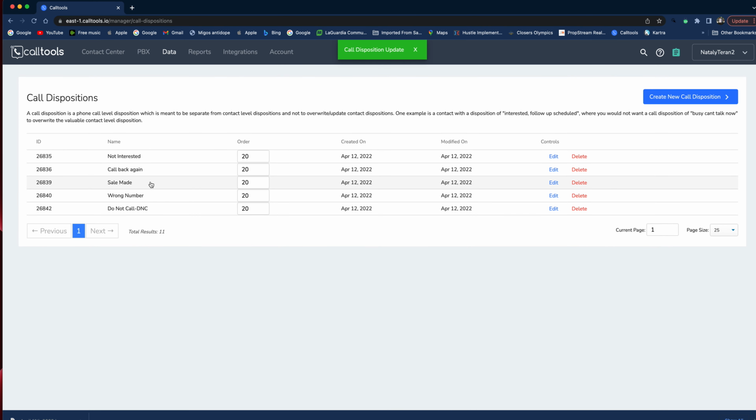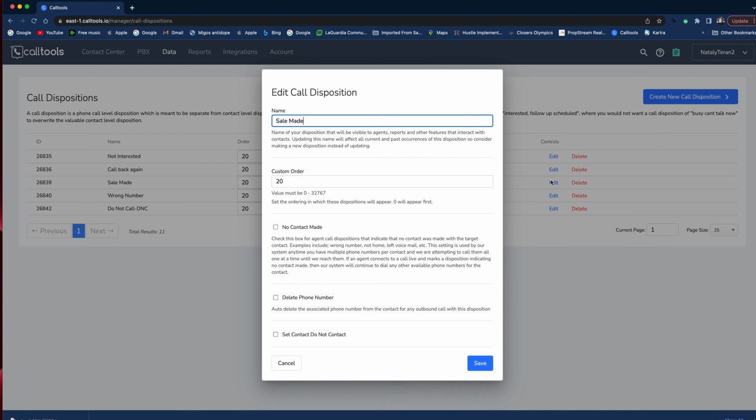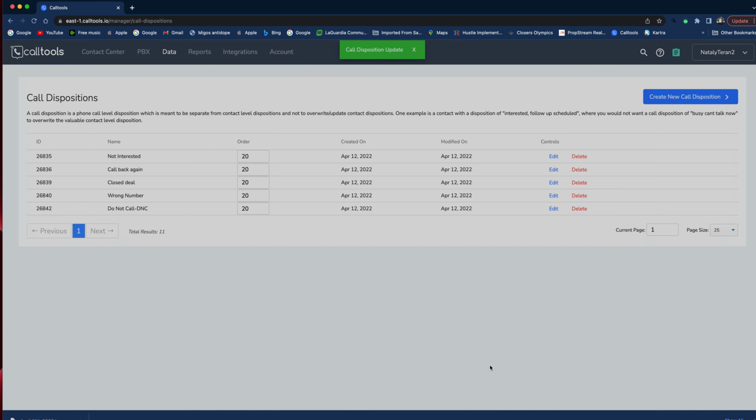Save. Now, sale made. For me, I personally could just say, close deal. This is someone that I already spoke with, and I've already closed on their house, or already sold them the product.